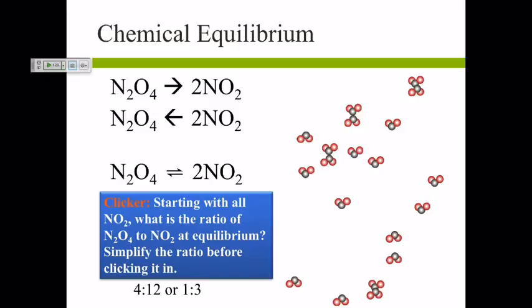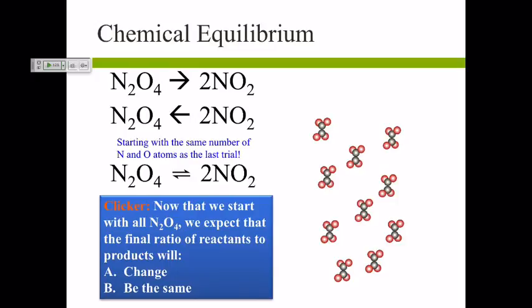Okay, you guys know how to find the ratio between products and reactants. Do you know how to use that to determine what K is once the reaction gets to equilibrium? That's what I need you guys to be able to do. And then the point is, well, what if we started with all N2O4 instead of all NO2? Are we going to get a different ratio?